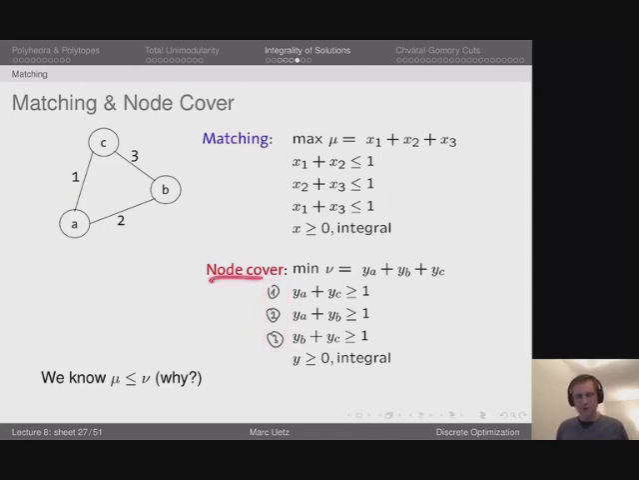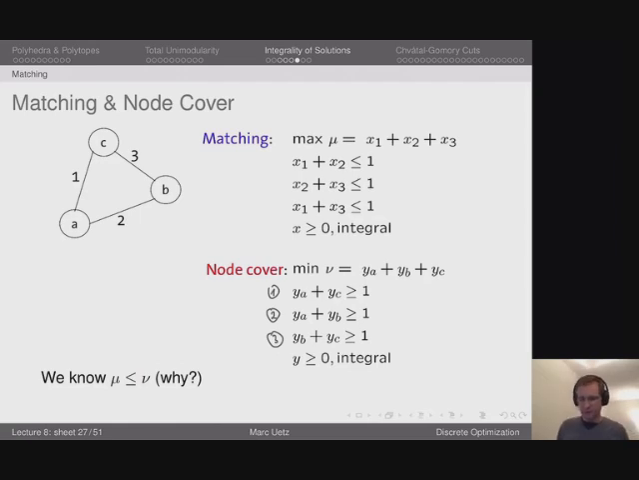So that's known as the so-called node cover problem. It means I have to select a subset of the nodes of the graph. So for example, A and B, and now I have selected a subset of the nodes that cover all the edges of the graph. All the edges of the graph are now incident with at least one of the nodes that I selected. So by weak duality, we know that in general, the size of a maximum matching, which is denoted by mu here, is at most the size of any node cover of the graph.